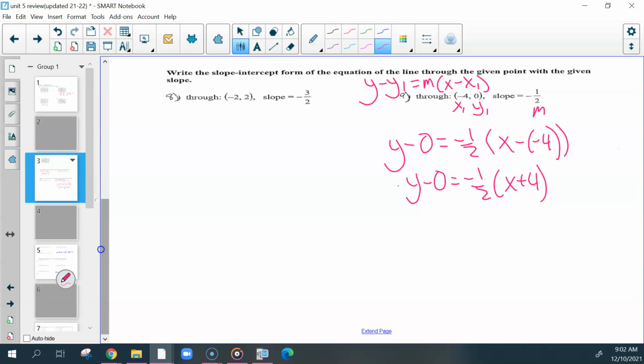Because this is minus 0, I can really make that disappear. And I can distribute at the same time. So this would be negative 1/2 x. Negative 1/2 times 4 gives us... questions on that one?